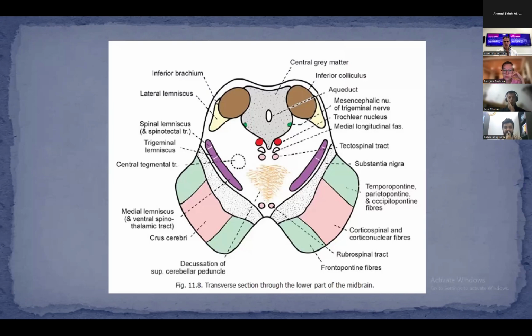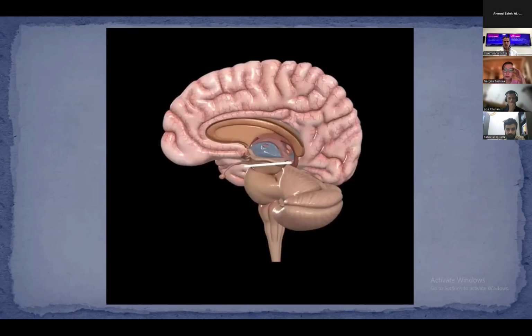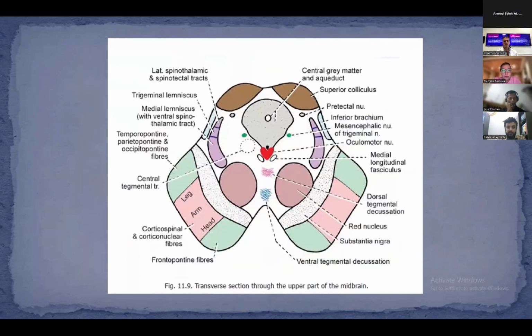So this is the picture, a very busy picture, but we'll start by understanding the important structures here. This is the cross section, and when we study the midbrain cross section, we can understand it at 2 different levels, at the level of the superior colliculi and the inferior colliculi. So let's first focus on the picture. This is at the level of the superior colliculi. There are important structures that we can see here.